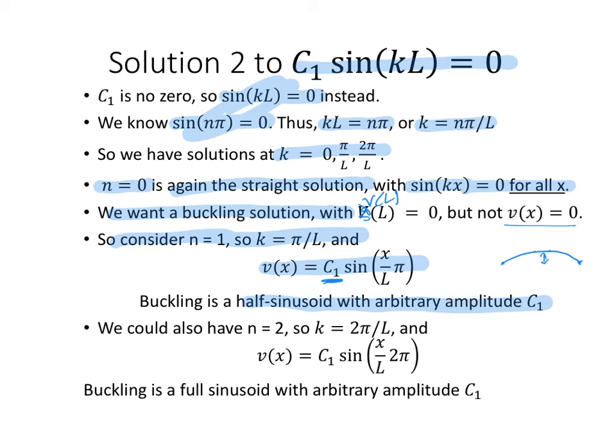If instead we had considered n equals 2 and gotten the equation v of x is C2 sine x over L times 2 pi, well now when we go from x to L, we go through a full 2 pi of the sinusoid. And so what we have is we've reached that 0 point twice, and we have a full sinusoid with an arbitrary amplitude. So we see as we increase that n, it's not saying anything about the amplitude. It just says the number of cycles in this buckling environment.